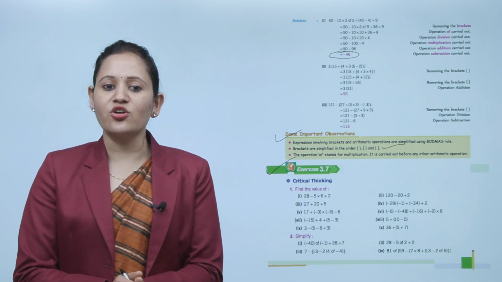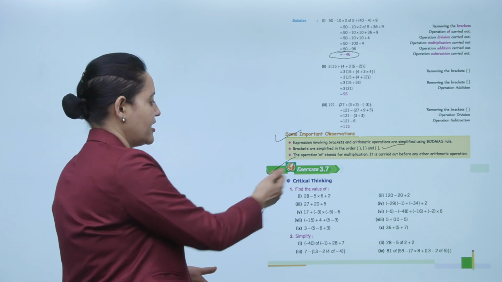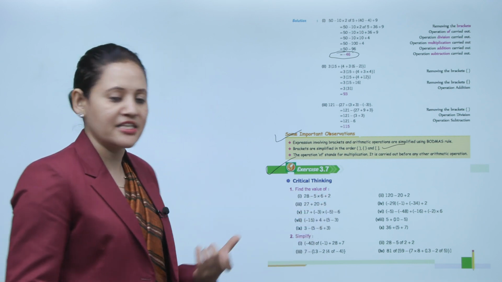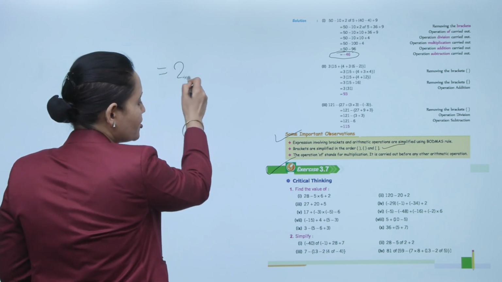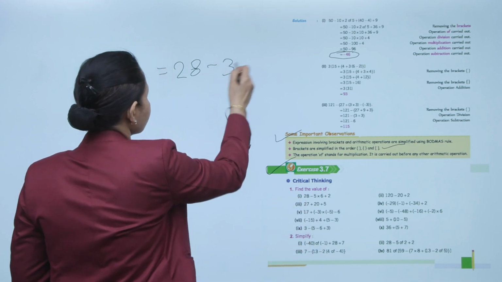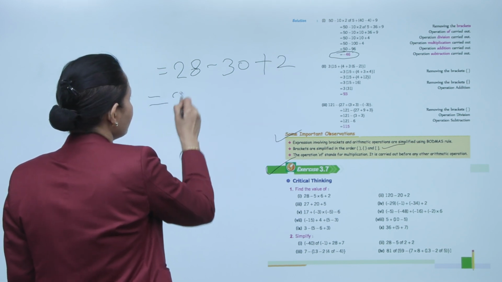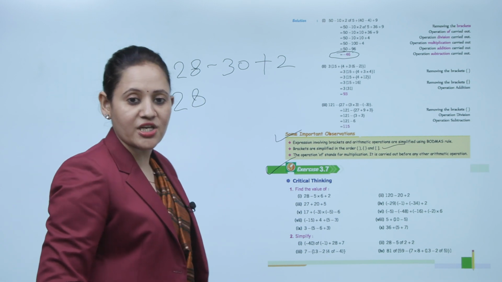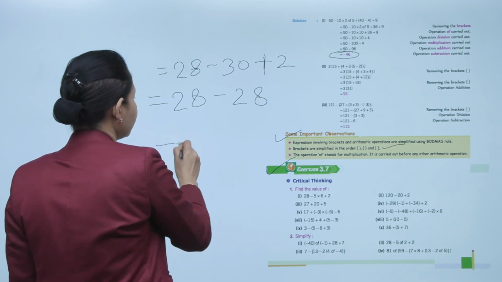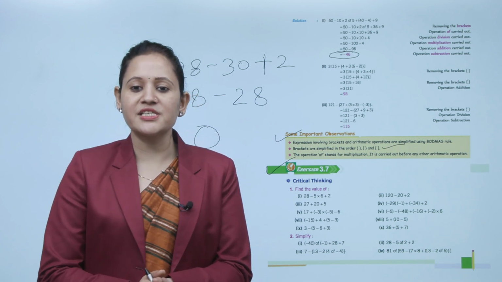Critical thinking. Find the value of 28 minus 5 into 6 plus 2. So, here 3 operations are there: subtraction, addition and multiplication. So, first we will do multiplication, then addition and then subtraction. So, 28 minus 5 into 6, that is 30, plus 2. So, 28, then addition will be minus 30 plus 2, minus 28. So, that is equal to 0. Clear? So, practice all the questions of this exercise.